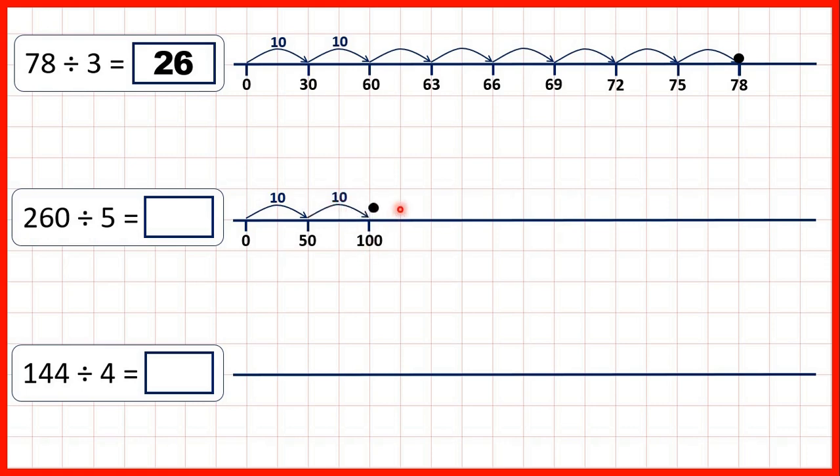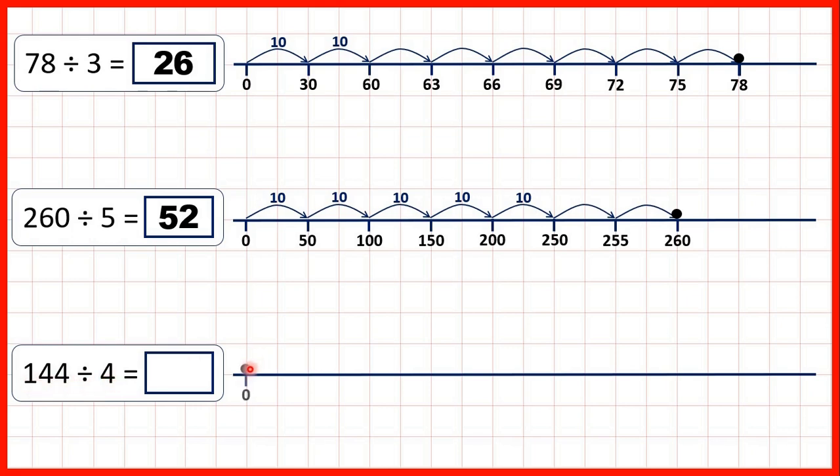to get to 100, then another to get to 150, another to get to 200, another to get to 250, and now we're close to 260. We just need another 5 to get to 255, and then one more jump takes us to 260. So altogether we've jumped 10, 20, 30, 40, 50, 51, 52. So that's our answer. And finally, we have 144 divided by 4.